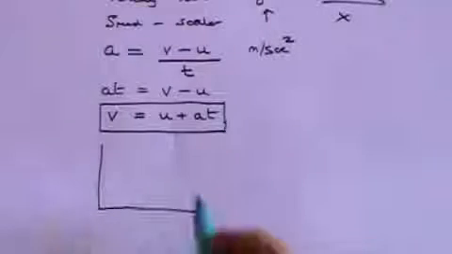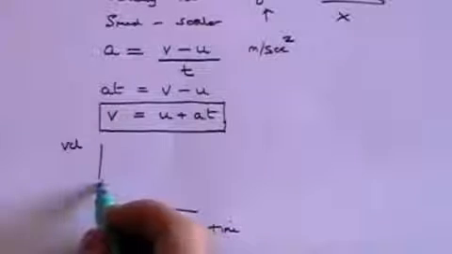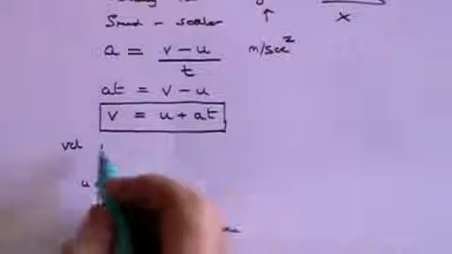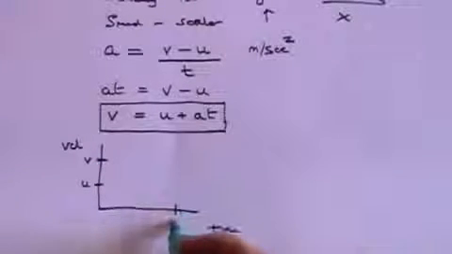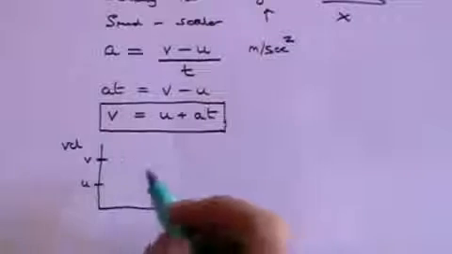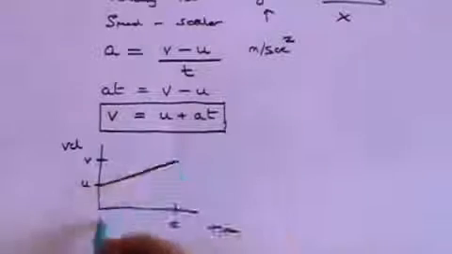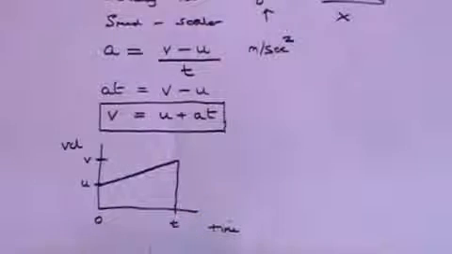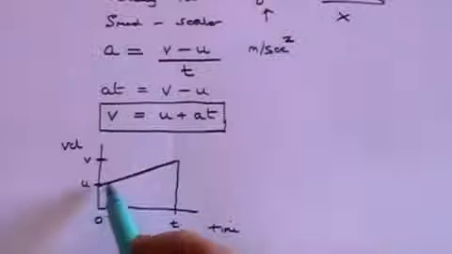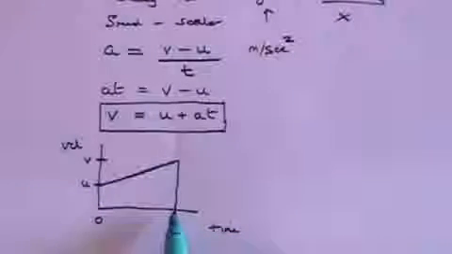We can plot velocity against time. This is velocity, this is time. We start at velocity u and we finish at velocity v. And we do that in a time t. And that means that the velocity will go from here to here. This is time 0, this is time t. And so that's what the graph looks like. You started at velocity u, you finished at velocity v, and it took a time t to get there.